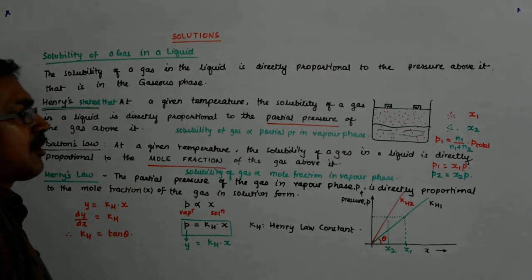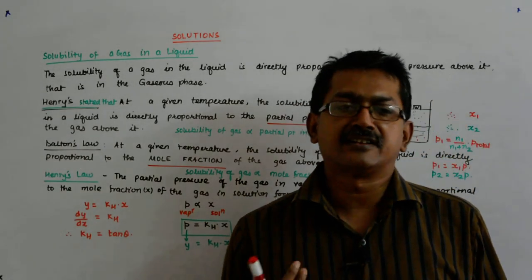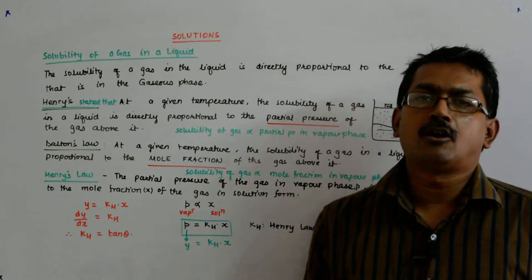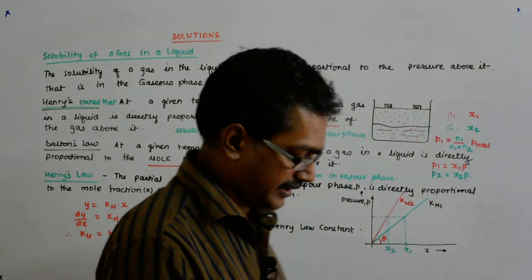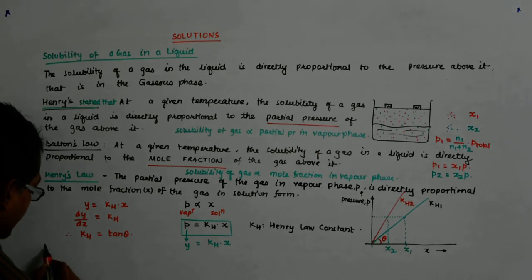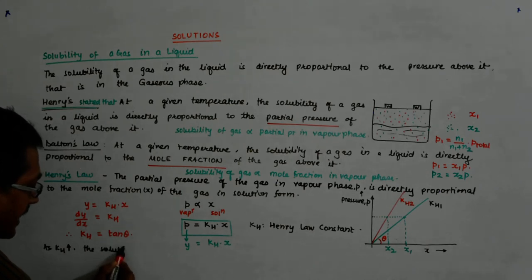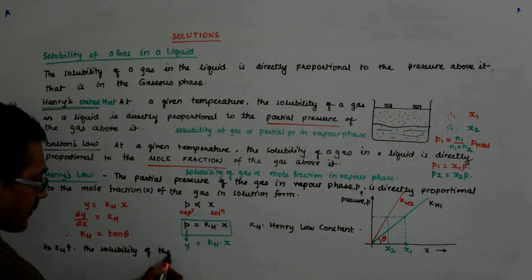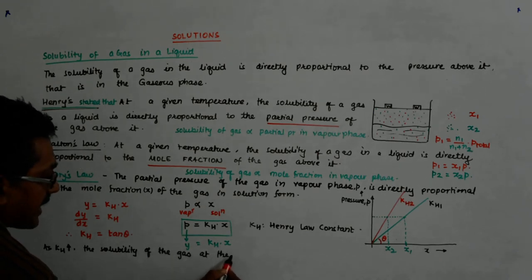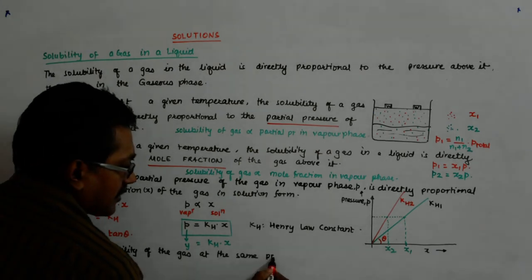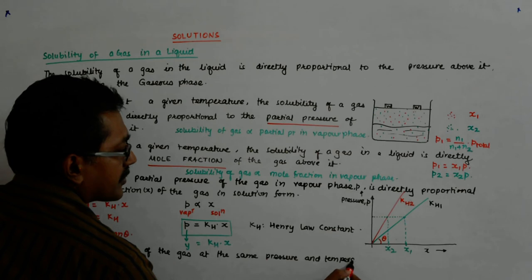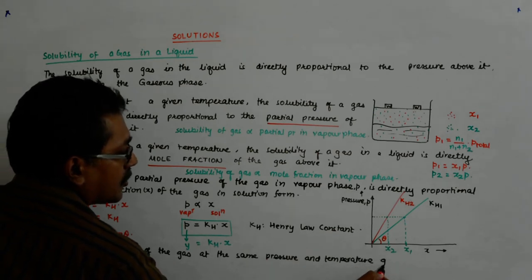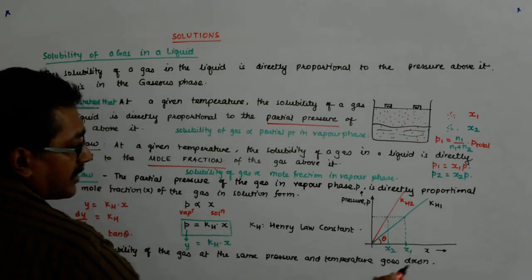So as the value of your Henry's law constant goes up, the solubility of that particular gas, with everything else remaining the same, goes down. Correct? So, as KH increases, the solubility of the gas at the same pressure and temperature goes down.